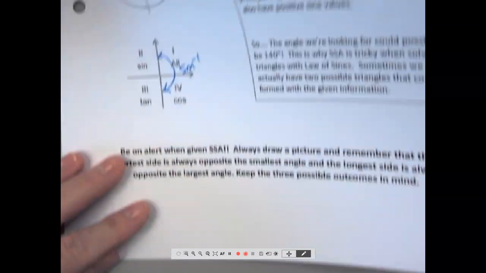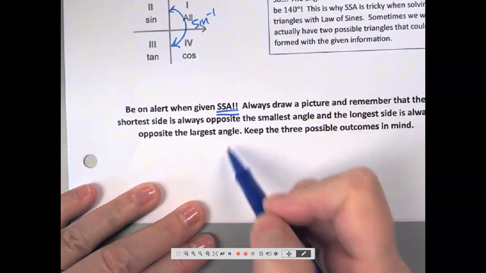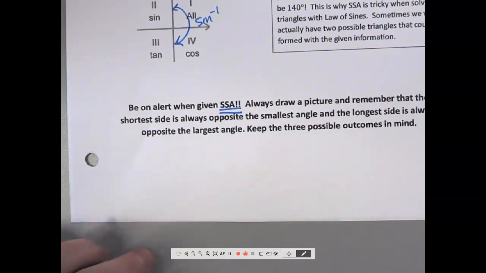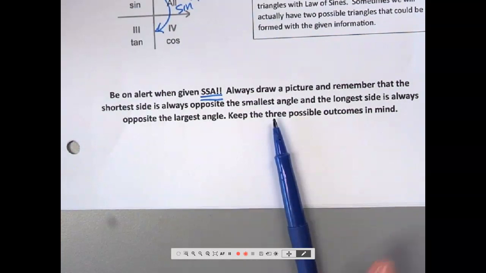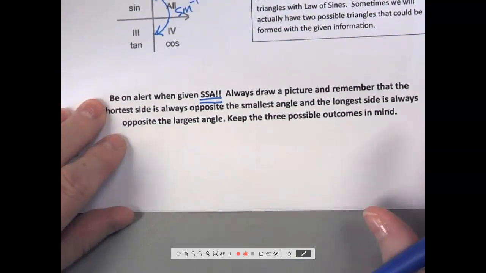Okay, so we're going to be on alert whenever we see side-side-angle. We're going to draw a picture, and then in the end, we're going to compare those ratios like we talked about yesterday. Is the shortest side opposite the smallest angle? Is the longest side opposite the biggest angle? Etc. All right, so let's jump in with 3 examples.